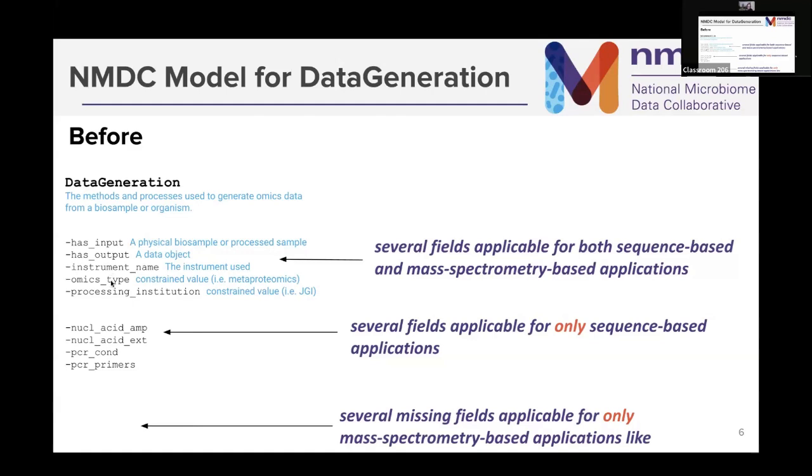The omics type was a constrained value like metaproteomics or genomics, transcriptomics. The processing institution was another constrained value. So these fields are applicable to both sequence-based and mass spectrometry-based applications. So that's great. We also had some fields that were only applicable for sequence-based applications, capturing PCR conditions and nucleic acid amplifications, things that as a mass spectrometrist, I would never need to capture for my metadata about how the data were generated. And then several fields were flat out missing that are really important for capturing for mass spectrometry-based applications.